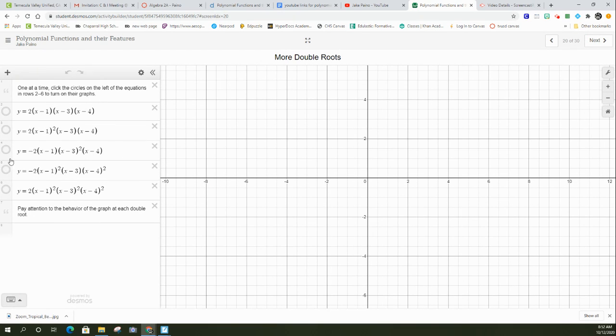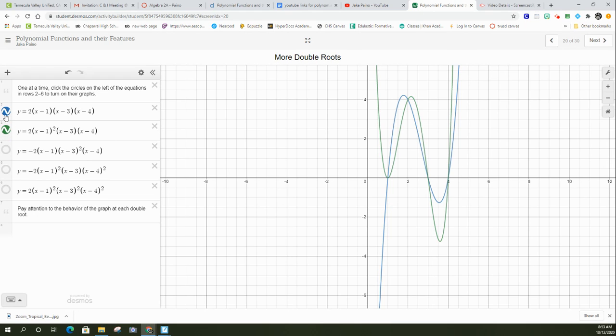So let's look at more double roots to see if that's always true. This one right here has no double roots. 2 times x minus 1 times x minus 3 times x minus 4. There are no double roots here, but the x-intercepts are at 1, at 3, and at 4 like they should be, because they make each factor 0. They go straight through.